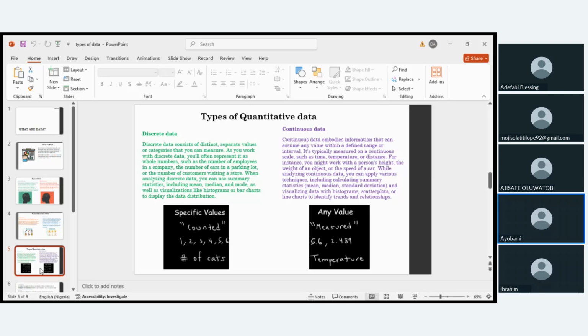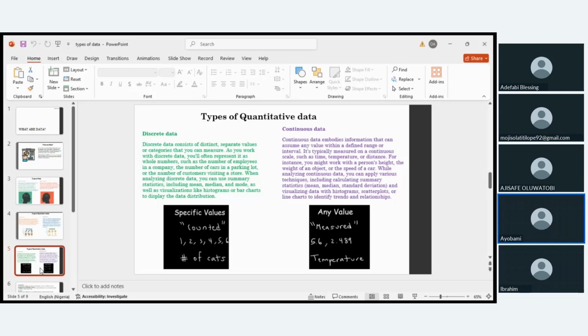When you're talking about discrete, you're talking of data that consists of distinct separate values or categories that you can, sorry, I think that was a mistake on my part there, not measure, that you can count. Just take note of that. Discrete means you can count. That's why in my illustration I said counted, this one can be counted, the other one can be measured. Now, when we talk about discrete data, we are talking about things that take the form of a whole number. Quantitative means it takes a number, but discrete under quantitative means that it takes a whole number.